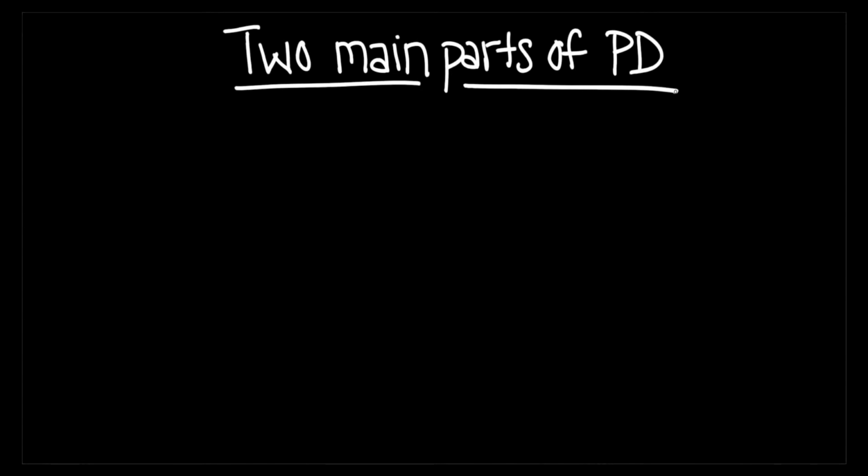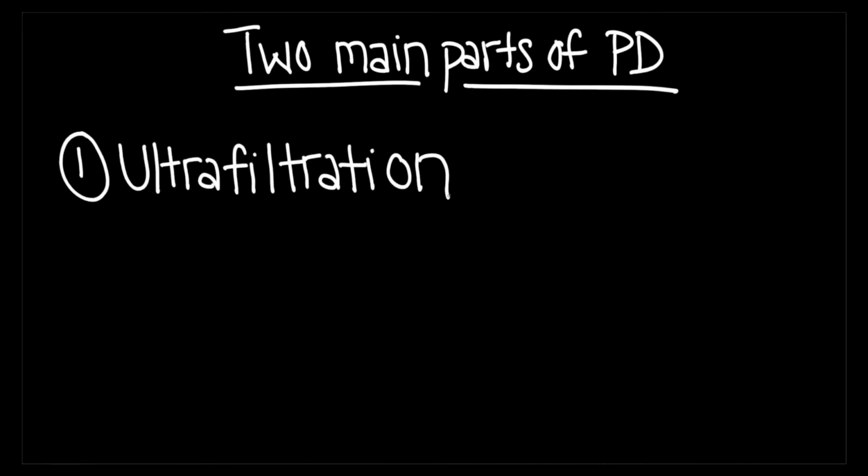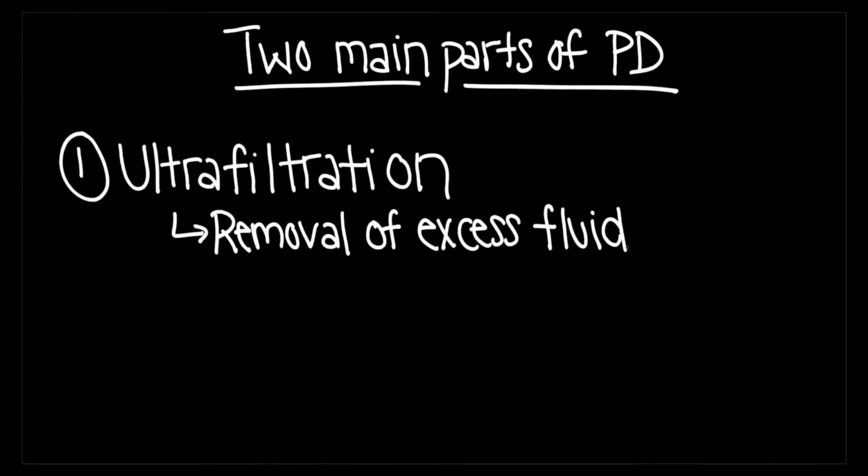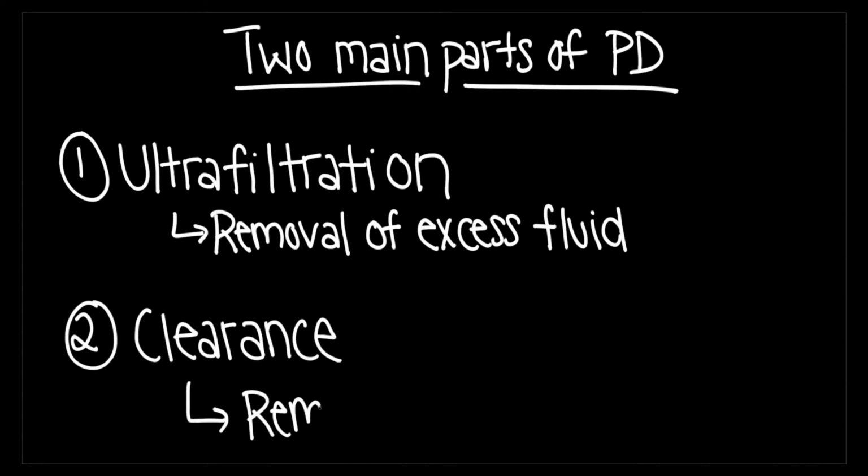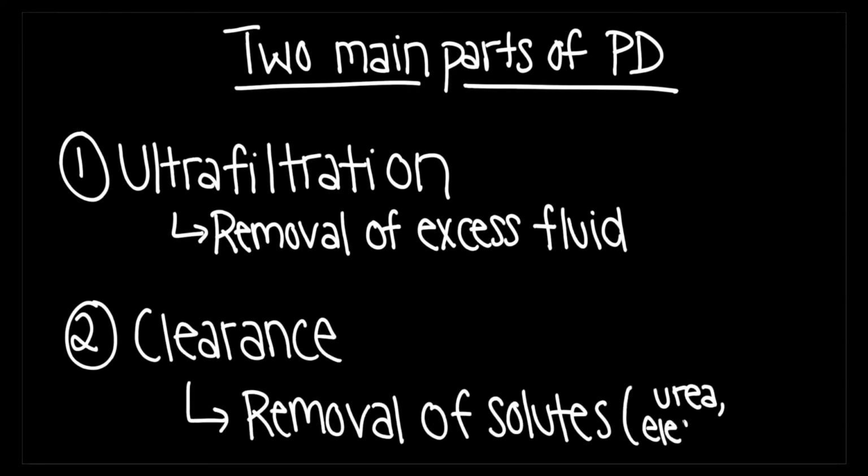There are 2 main parts of how PD works that we are now going to break down into a more in-depth discussion. The first is ultrafiltration, which is removal of excess fluid. The second is clearance, which is the removal of solutes like urea and electrolytes.